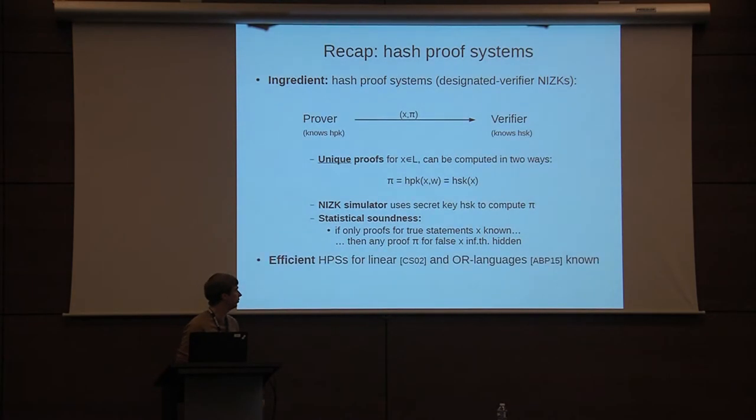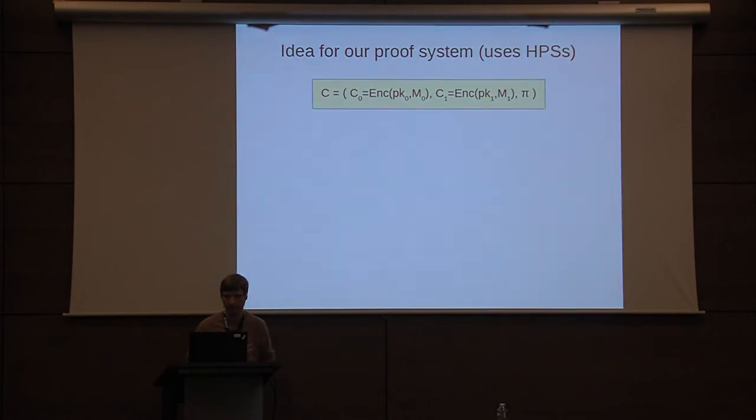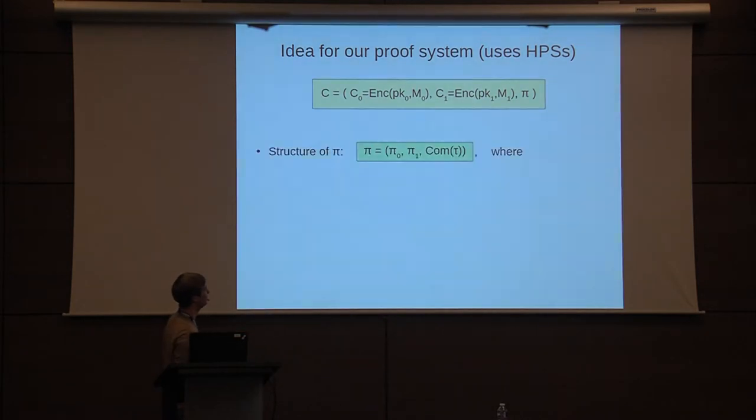And we know efficient hash proof systems both for linear languages, so linear in the exponent, from Cramer and Shoup already, and for OR languages, so for languages of disjunctions of linear statements. This is particularly relevant for this talk, from a work of Michel Abdalla, Fabrice Benhamouda, and David Pointcheval. Okay, so here's the idea for our proof system. The ciphertext looks just like with Naor-Yung, and the proofs look like this.